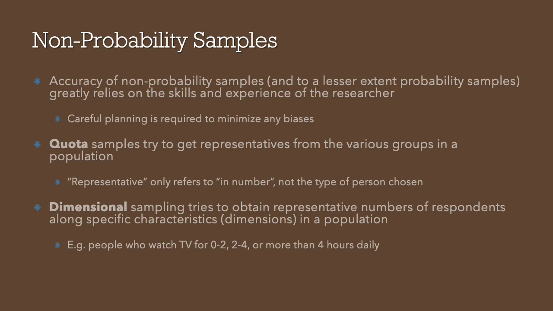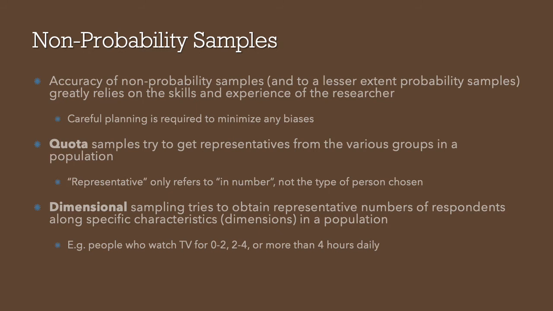First 2 examples, a quota sample. So what you're trying to do with a quota sample is getting enough people from a particular group within a population that you want to get their perspectives.